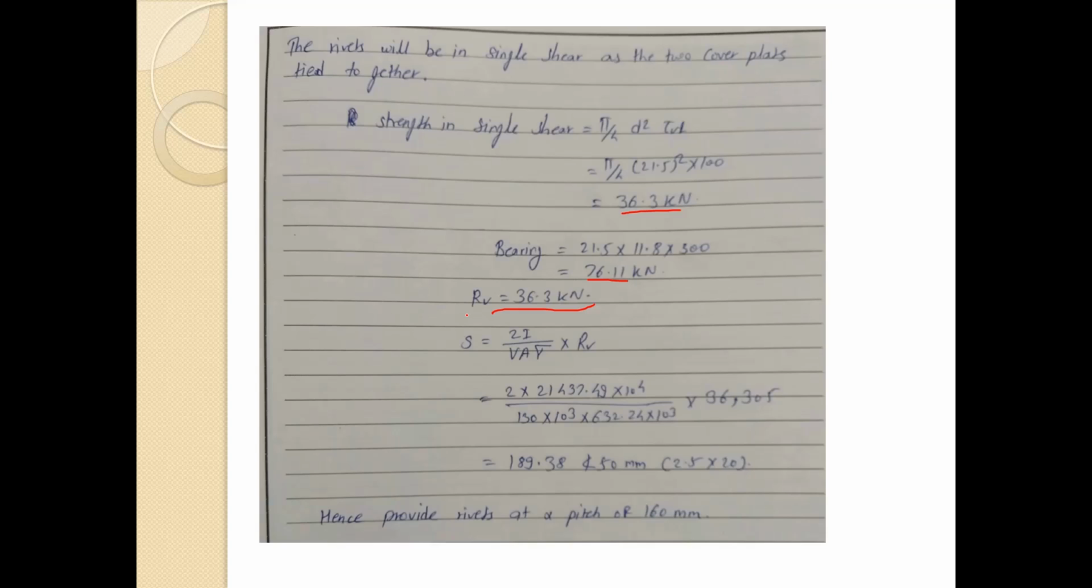So we have the formula already. So S pitch is equal to 2y divided by VAY into rivet value. So by putting all the values in the formula, we will get the pitch, that is 189.38, which is greater than the 50 mm. So we are providing the rivets at the pitch of 160 mm.